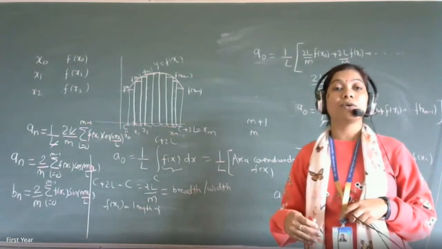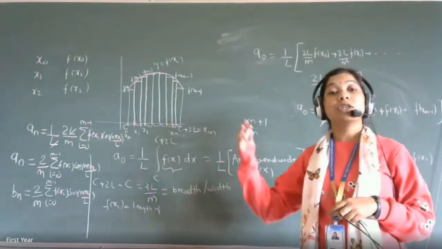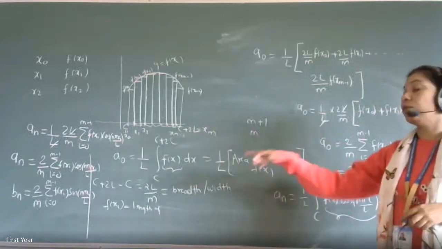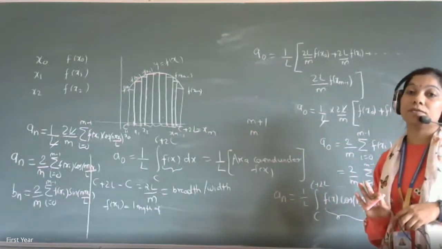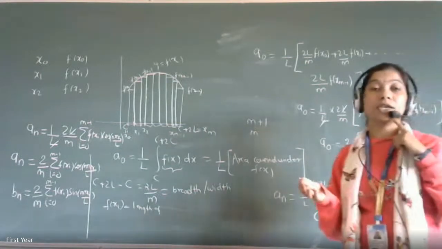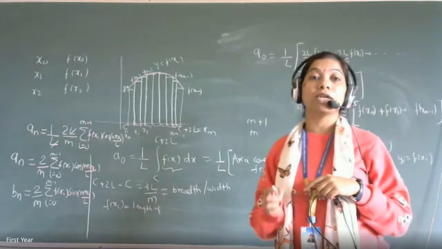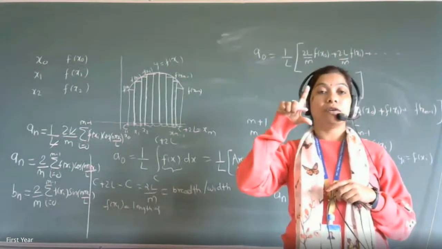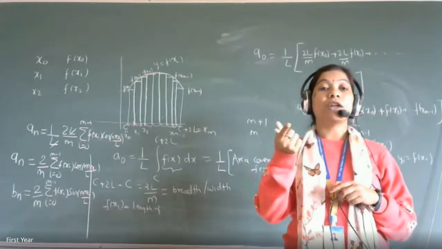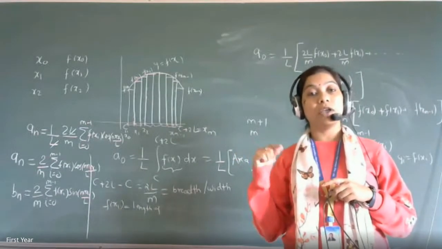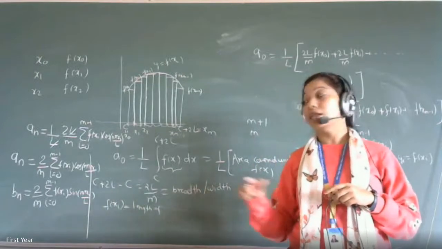What do we have to find there? a naught, an and bn. Now since the function is not continuous, I cannot use integration. What I am going to use is this formula of summation. Is that clear, everyone? Yes, ma'am. And how do we get those formulas? With the help of the area of the rectangle. Since we are dividing the entire interval in n equal parts, the width of each sub-interval will be 2l by n, and the length of each rectangle will be the value of the function: f of x for a naught, f of x into cos for an, and f of x into sin for bn, and on that basis we get this formula.